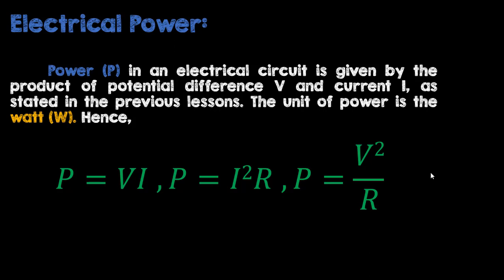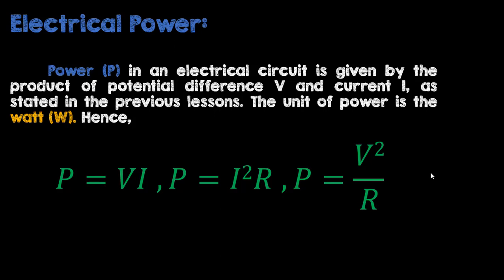we have electrical power. Power, or P, in an electrical circuit is given by the product of potential difference V. Again, PD is potential difference and potential difference is voltage. And current I. As stated in the previous lessons, the unit of power is the watt. Hence, P is equals to VI, P is equals to I squared R, and another formula is P is equals to V squared over R. So, these are the formulas for power.